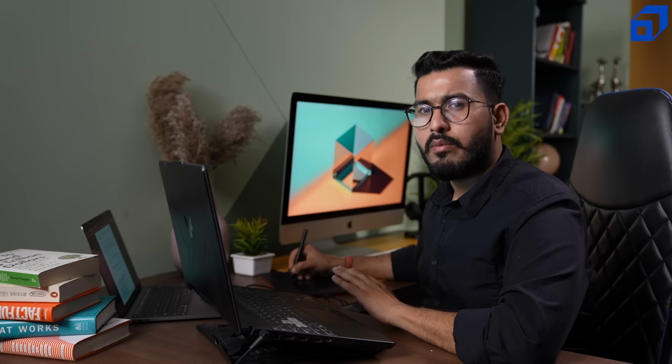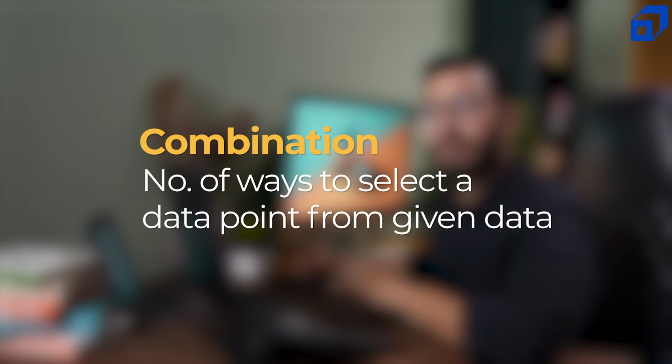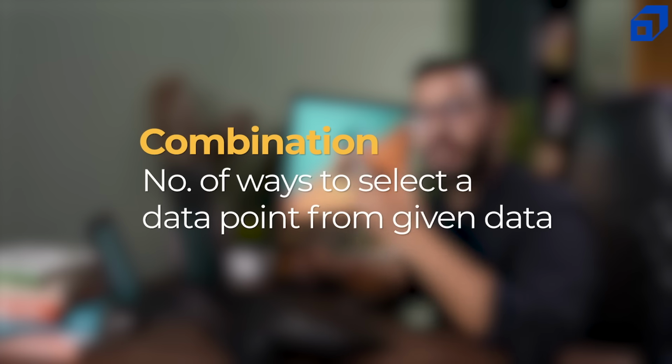Let's take one example to understand the difference between combinations and permutations. So let's start with combination first of all. Combinations talk about the number of ways to select a particular data point from a given data. Let's try to understand this with one simple example.